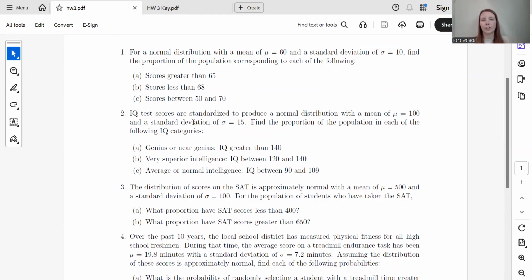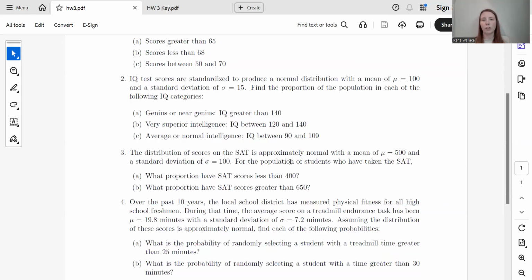Question 2 is same but different. IQ test scores are standardized to produce a normal distribution with a mean of 100 and a standard deviation of 15. Find the proportion of the population in each of the following IQ categories. The genius or near genius category is IQ scores greater than 140. Very superior intelligence is between 120 and 140. And average or normal intelligence is between 90 and 109.